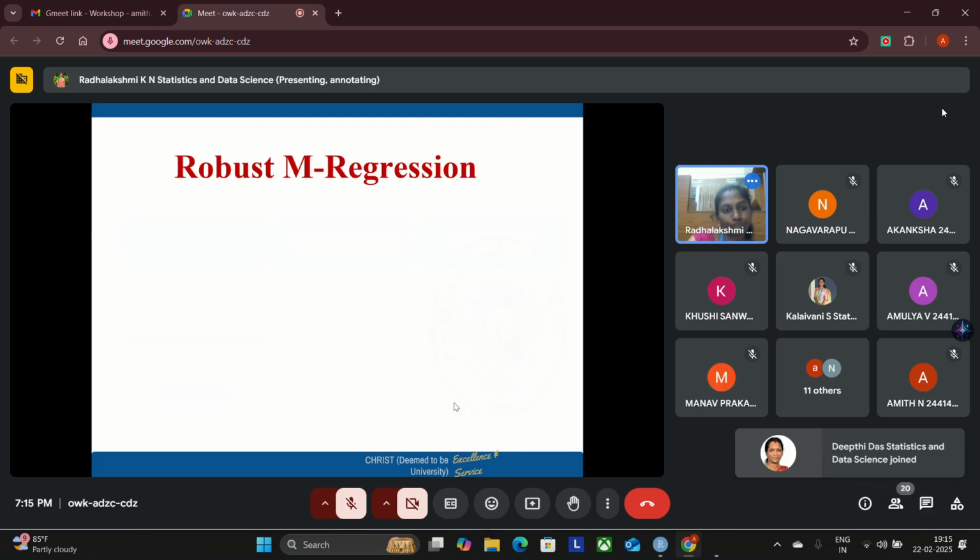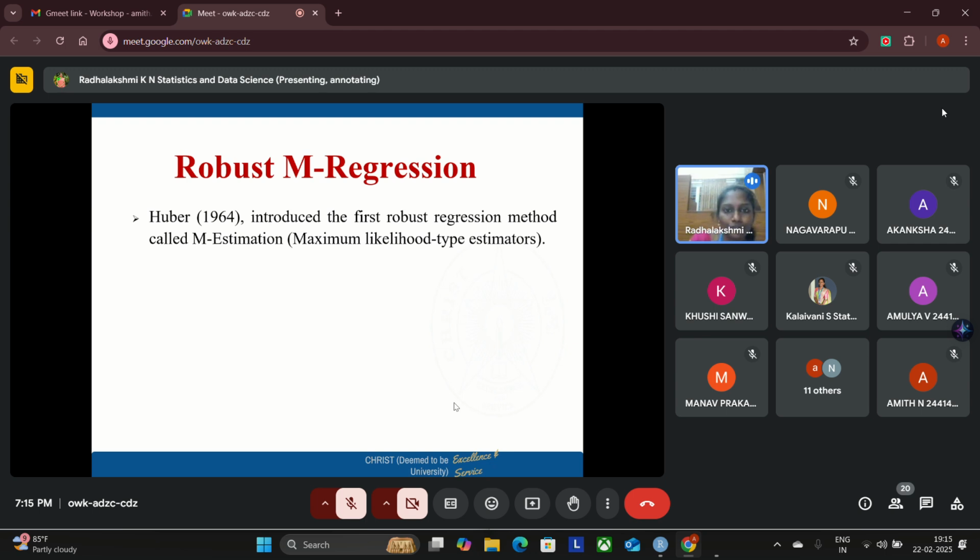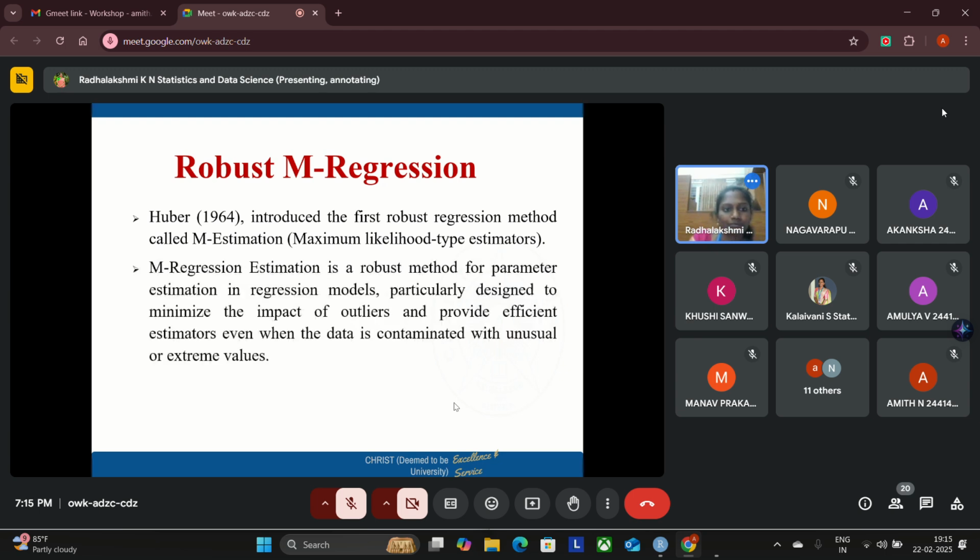Now we are going to robust regression. As ma'am has already explained what classical regression is and how to deal with least squares OLS estimation of parameters, here Huber in 1964 introduced the first robust regression method. It is based upon a maximum likelihood type estimator. That's why it is called Huber M estimation, or robust M estimation. M regression estimation is a robust method for parameter estimation in regression models, particularly designed to minimize the impact of outliers and provide efficient estimators when the data is contaminated with unusual or extreme values.